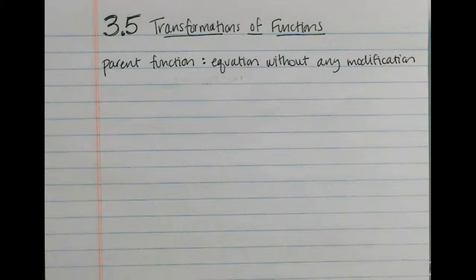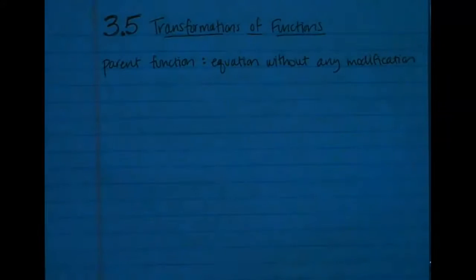We looked at parent functions earlier this week when we talked about all the different variations of x squared and x cubed, 1 over x, the square root, all of those. So we're going to talk again about them and call them the parent functions. That's what we graphed before. So that's the equation without any modification.